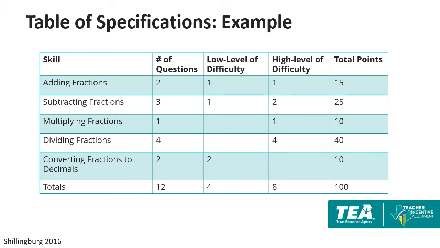The table of specifications can be very basic, simply listing the skills to assess in one column, the number of questions to test this skill in the second column, the level of difficulty you intend to use for each question in the third and fourth columns, and then the number of total points for each skill in the fifth column. By determining the number of questions to cover each skill and the point value assigned to each skill, you are deciding on the relative importance of each skill.